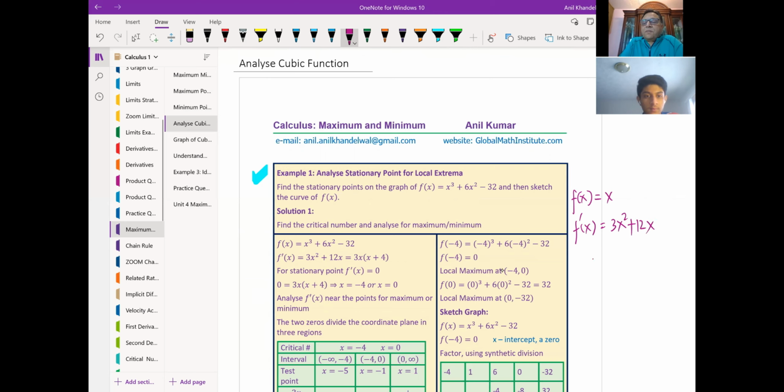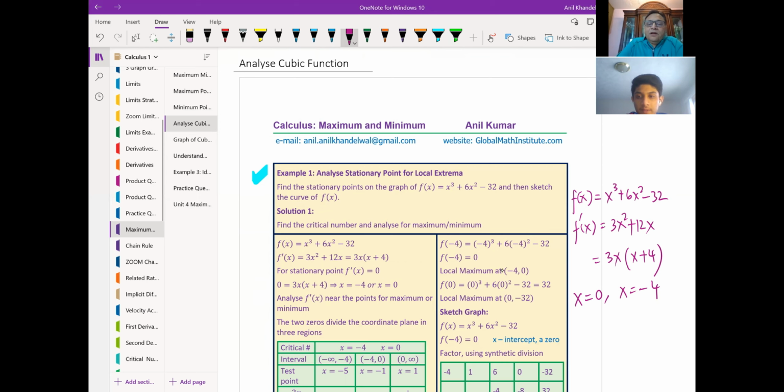Yes. And then it's a parabola, right? So we factored it, right? And then we can find the stationary points. We can plug in x is 0 and x is negative 4. Correct? So there are two critical numbers or could be stationary points.